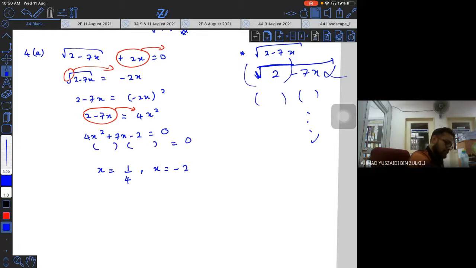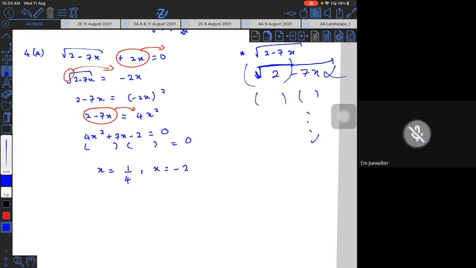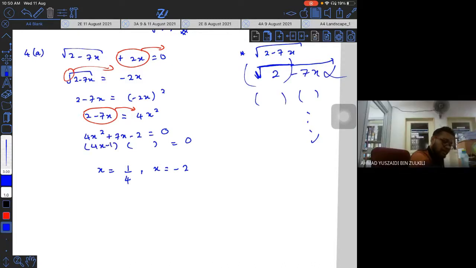Yes, brackets. So first bracket, 1 over 4, what should we fill in? 4x minus 1. Yes. Second bracket, x plus 2. Yes, correct. Okay, and then split so that each side equals 0, and then you get the answer.